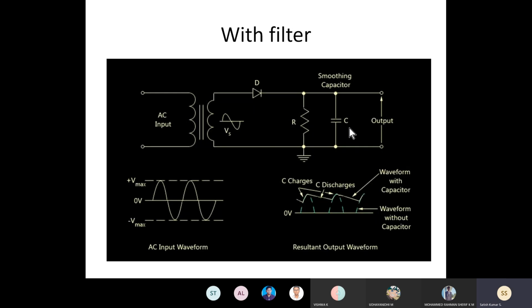AC வந்தா bypass பண்ணிரும். The capacitor என்ன பண்ணும்? AC வந்தா bypass பண்ணிரும். DC வந்தா allow பண்ணி output கொண்டு போகும். So for that purpose we are using a capacitor here. The capacitor will be smoothing your output waveform.